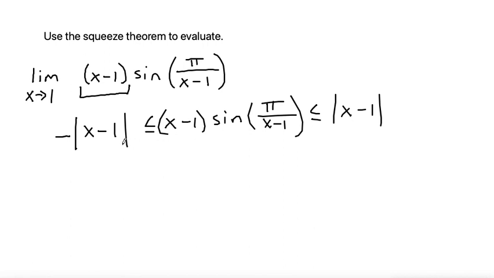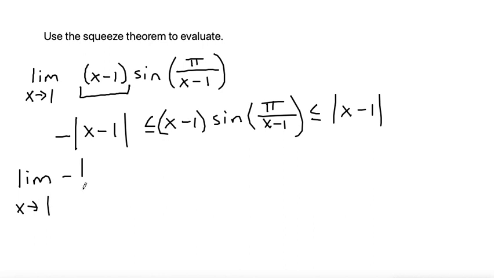And what we can do with that is take the limit as x approaches 1 of each one of these: what's less than the quantity we are looking for, and what's greater than it. If these two outer functions equal the same limit, then the inner function is squeezed to have to equal the same limit. So let's see if they equal the same thing.